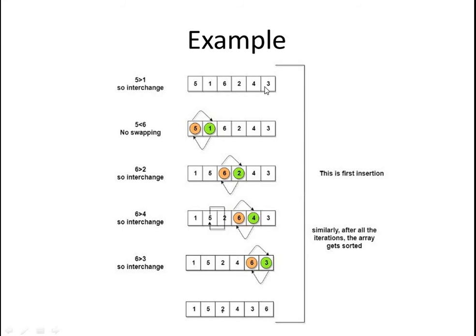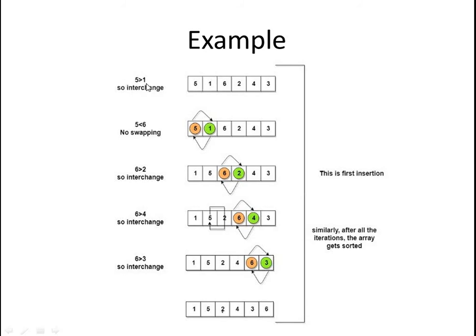Now we'll see an example of bubble sort. This is a simple example which has an array of 6 elements which is not sorted. So by using bubble sort, we are going to sort this array. So, starting with the first pass, we are comparing the first element with the second element.